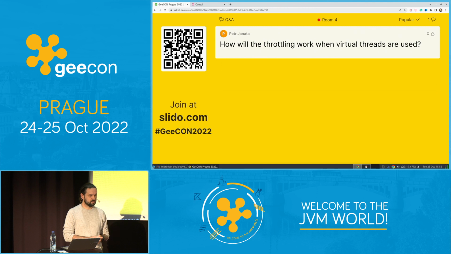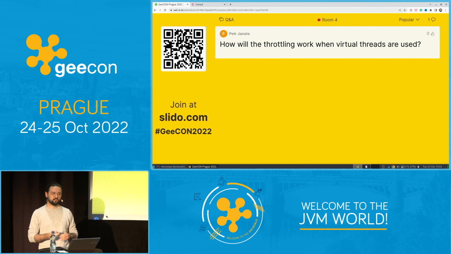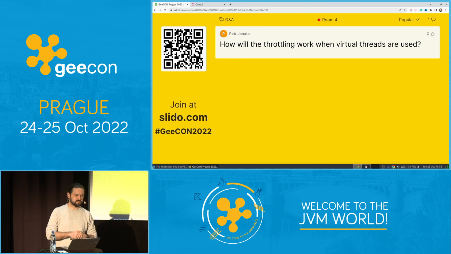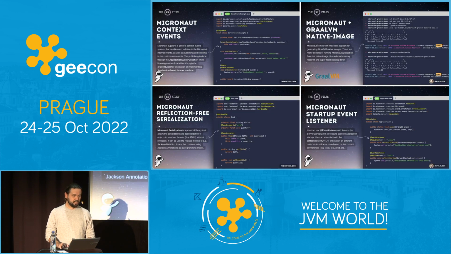How will the throttling work when virtual threads are used? You can't use virtual threads at the moment, so there is no answer to this question as well. But I guess maybe in the future, especially when Project Loom is out of preview, you can expect some updates on that. So that's all from my side.